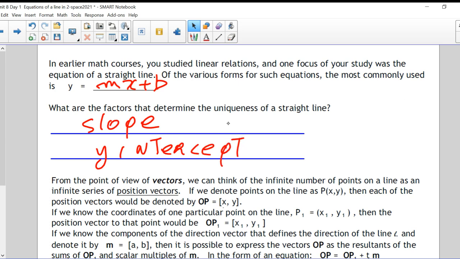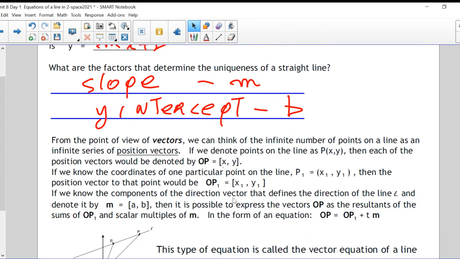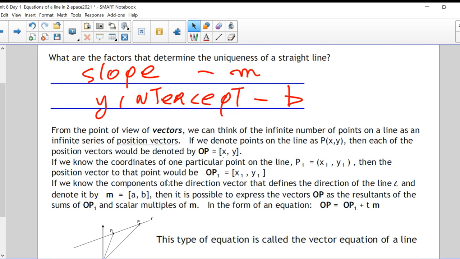Right? You all remember that slope was the m and the y-intercept was the b. Right? So nothing new there. That's stuff you did back in grade 9. Now, what if we try to put this in terms of position vectors?